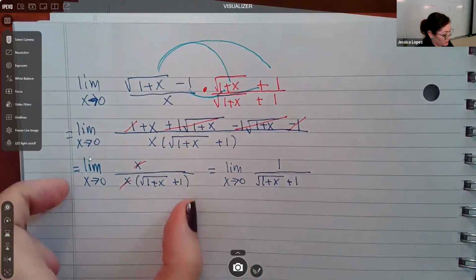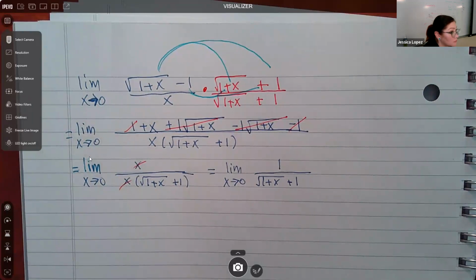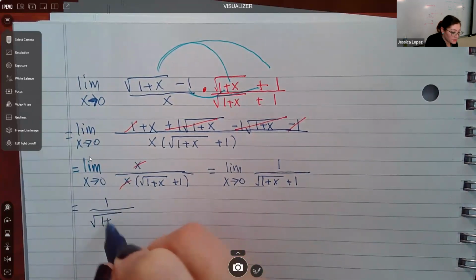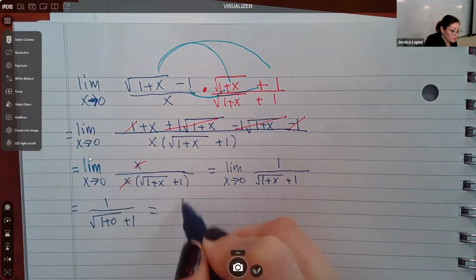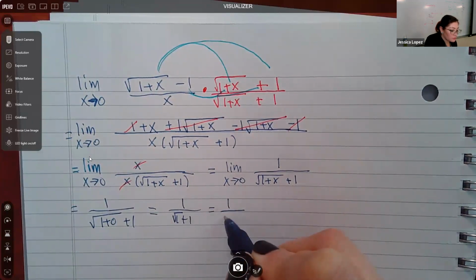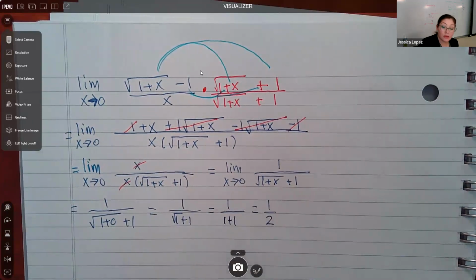You don't have to write this down. I'm pretty sure you might just reduce them up there. Can I plug in the 0 now? So I get 1 over 1 plus 0 plus 1. What is the square root of 1? 1. And so then I get 1 over 2.